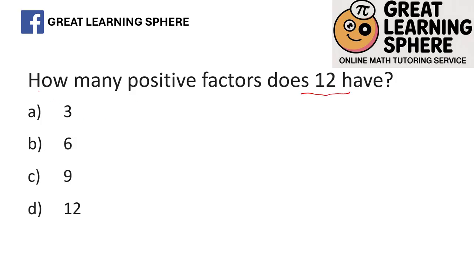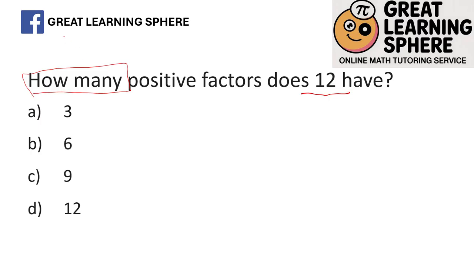12. So take note of the question: how many? We are not asked what the factors of 12 are. But here, since it is a small number, we can do it by listing the factors of 12. So take note that factors are numbers used to multiply to get a product. A number is a factor of a given number if it divides that given number without leaving any remainder.